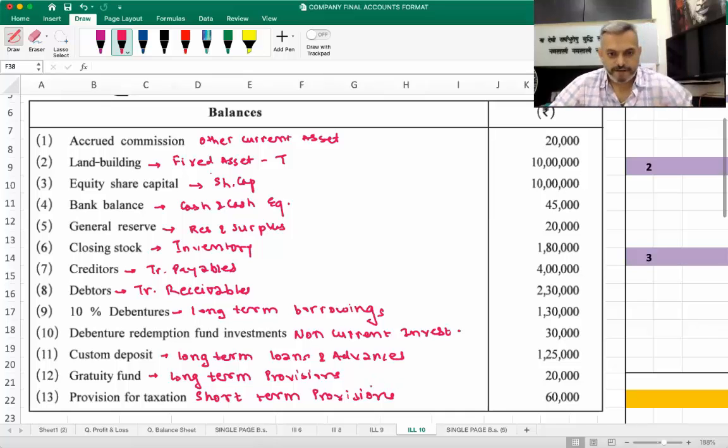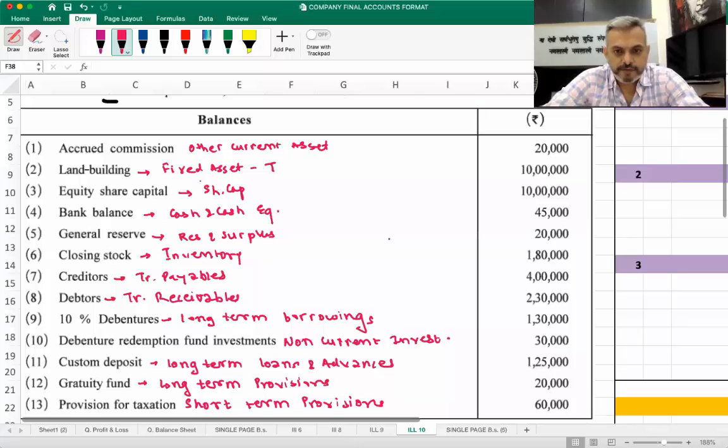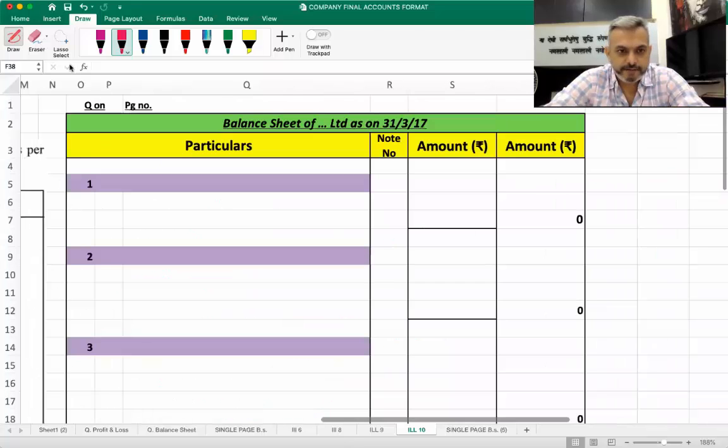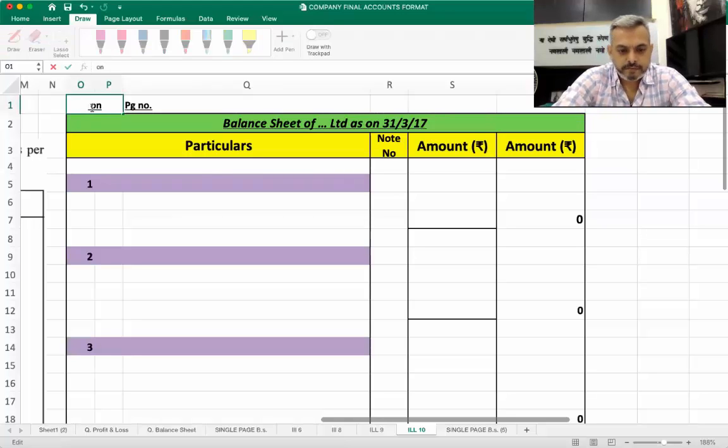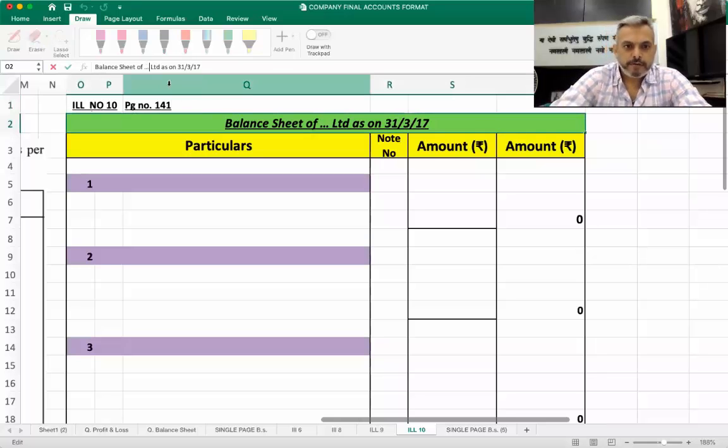So this is how you bifurcate everything. Go through it and see if you have any questions. Now let's start the sum. Star Limited, let's write the heading. Illustration 10, page number 141 from the textbook. Balance sheet of Star Limited.